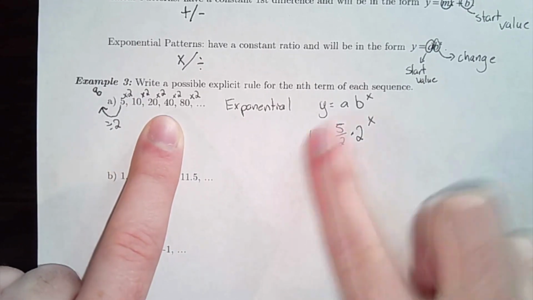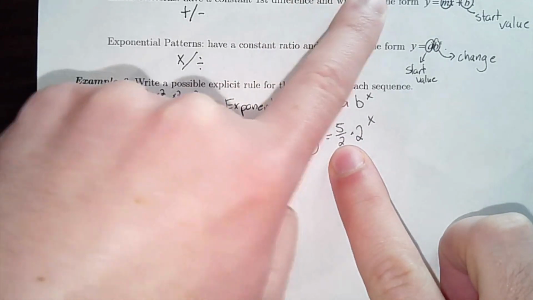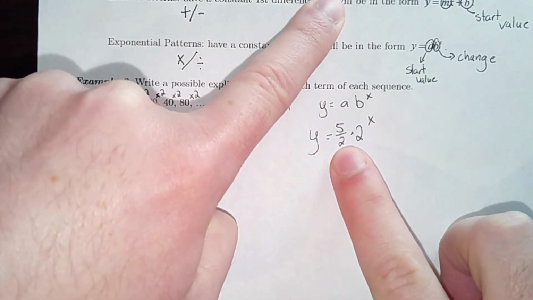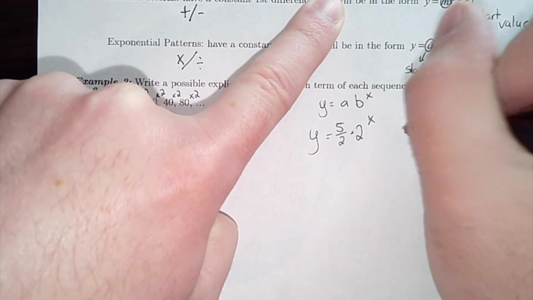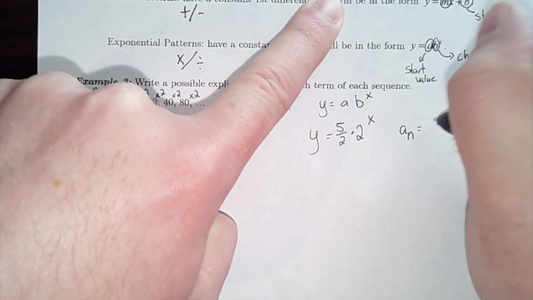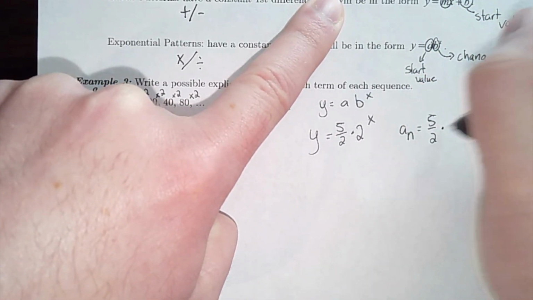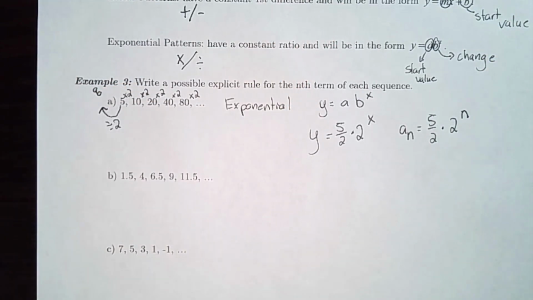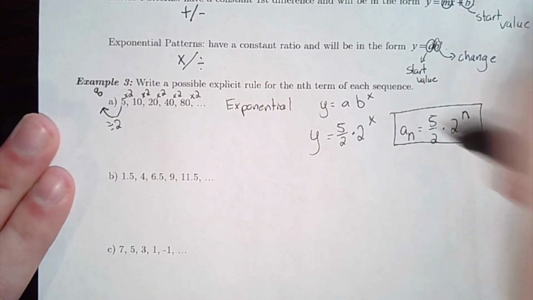The only thing I need to do here is, again, switch my notation. I need to be going to a sub n and n. So my y changes to an a sub n. Then I have my 5 over 2 times 2 to the power of n. That n takes the place of x. Once I have that, that is my explicit rule.